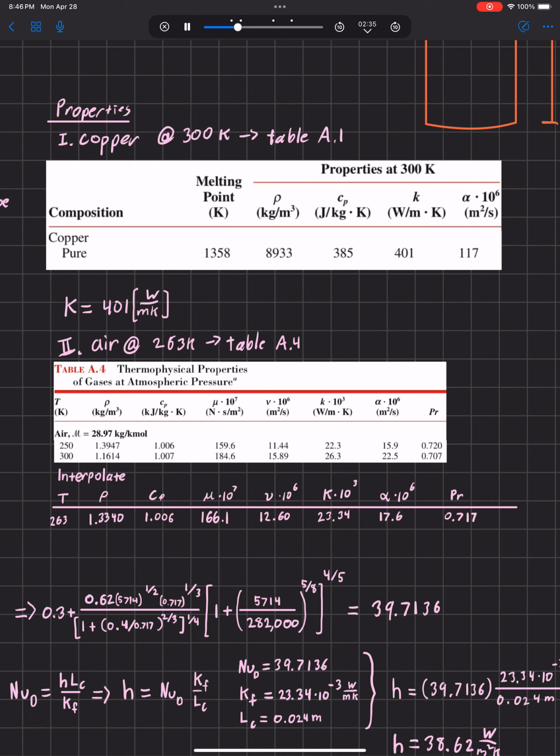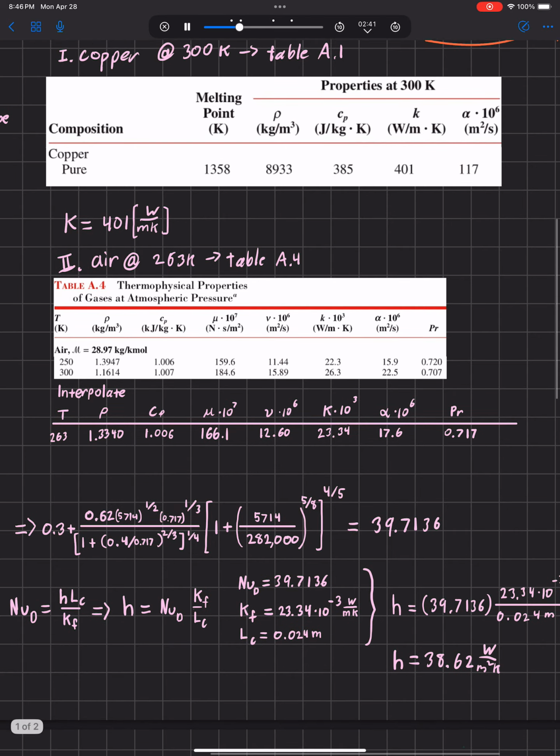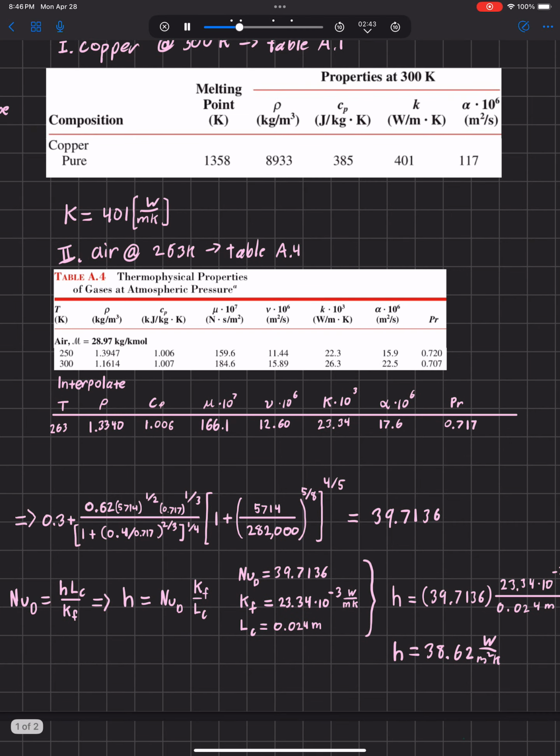And along with this, we're going to go to table A4 and find air at 263. Unfortunately, the table does not have it at 263, so it has 250 and 300. You could probably just use 250 and be pretty accurate in your estimation, but I went ahead and interpolated all the values, and from that, I created this additional little table.